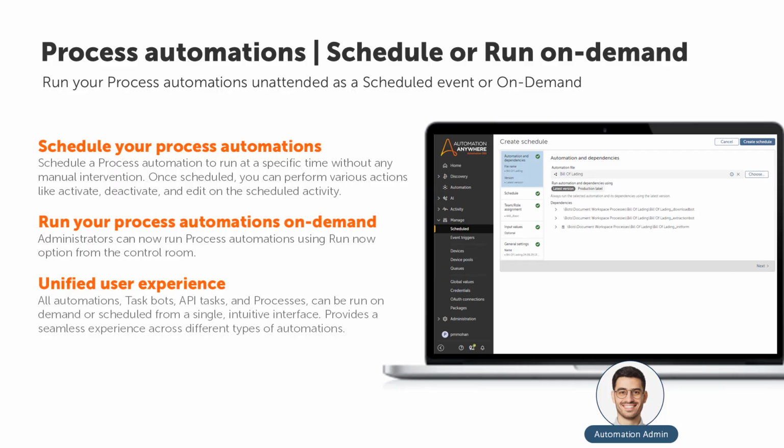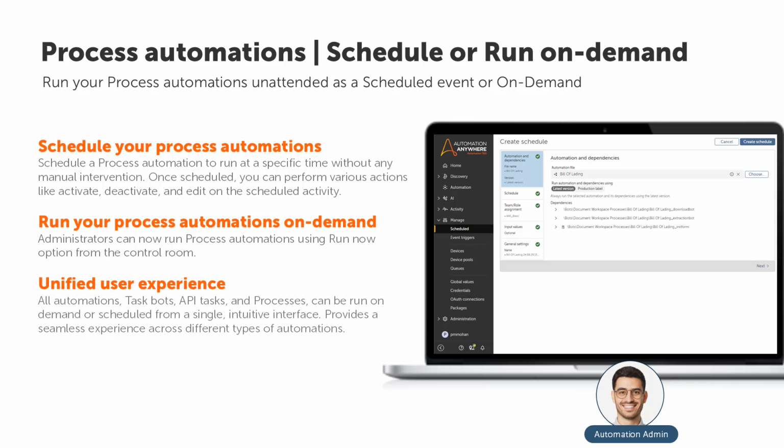Our customers are running more and more mission-critical operations, and we are seeing tremendous adoption with process automation. A key enhancement we are introducing in Release 34 is the ability to schedule a process. Users can schedule their process automations to run at a specific time or on a recurring basis without any manual intervention. Once scheduled, they can perform various actions like activate, deactivate, and edit the scheduled activity.